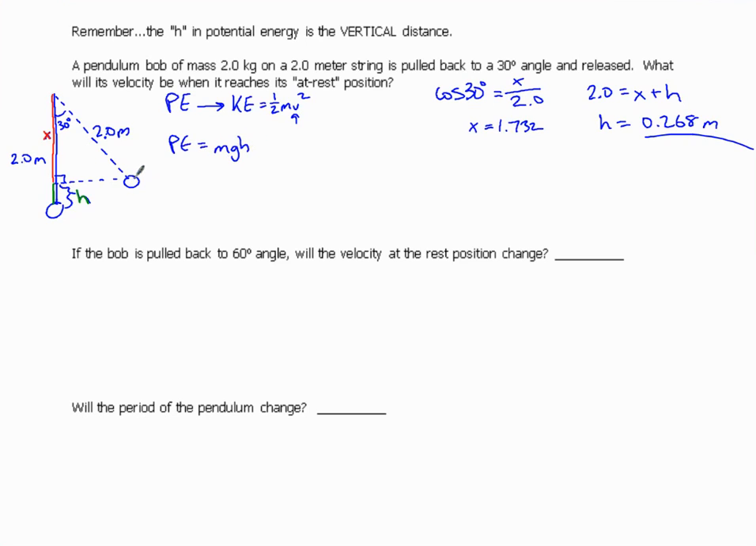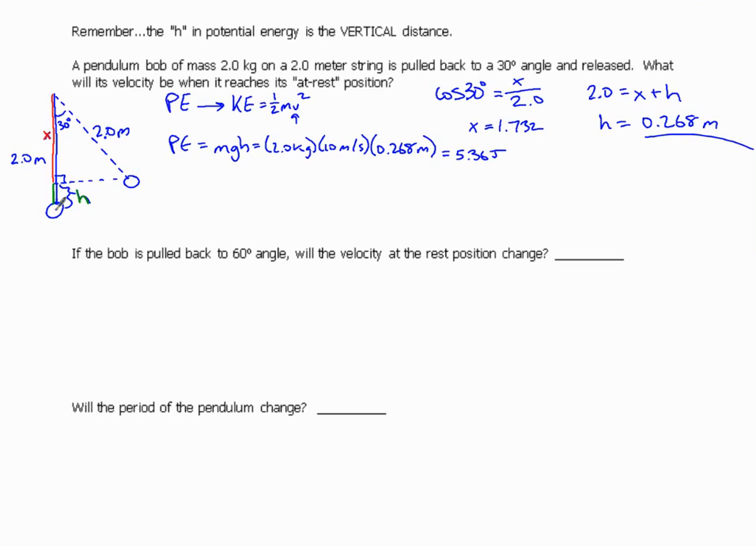What is the potential energy of the bob at this point right here? 2 kilograms. Acceleration of gravity is 10. And now the height, 0.268 meters. So the potential energy is 5.36 joules. That's its potential energy here.